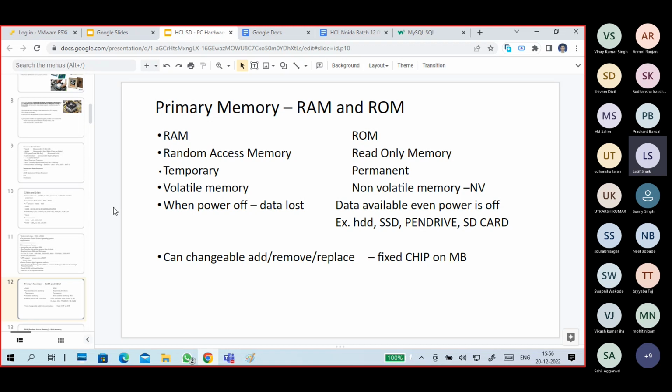RAM has sizes like 2 GB, 4 GB, 8 GB, 12 GB, 16 GB. RAM has different sizes out there. ROM does not have sizes like this. We cannot upgrade or downgrade ROM size because ROM comes as a chip. Whatever the chip size is, it is that size only.